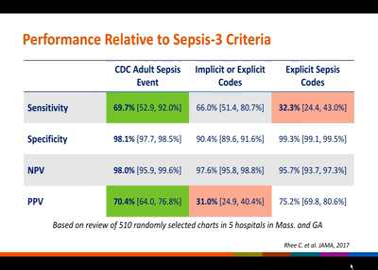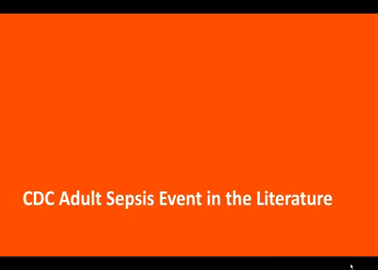And upon reviewing cases that were missed by the CDC definition and picked up by the Sepsis 3 criteria, these cases were often patients that were less sick, including patients with moderate hypoxia who were not on mechanical ventilation, for example. Next, I will discuss how the CDC Adult Sepsis Event has been covered in the literature.